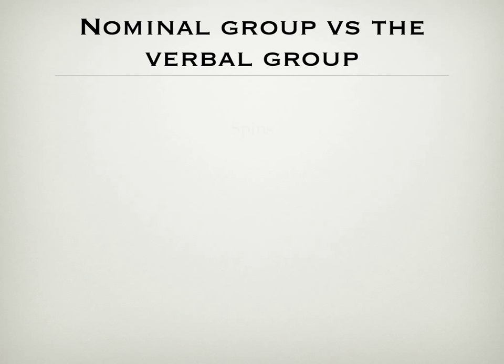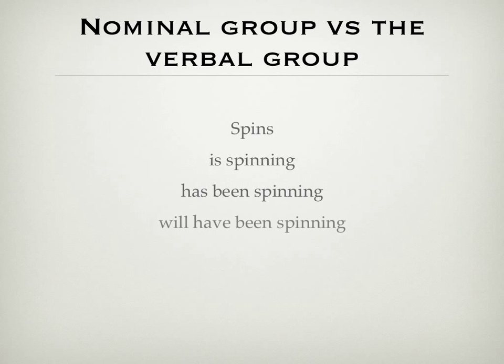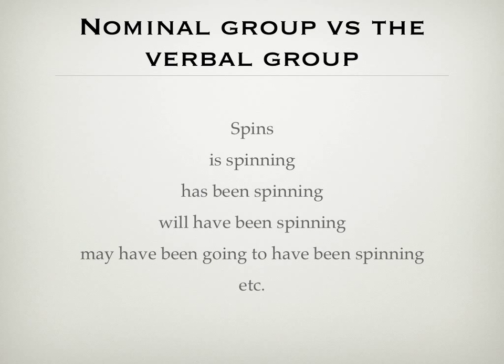We'll start with the verb to spin. Spins. Is spinning. Has been spinning. Will have been spinning. May have been going to have been spinning. Okay, this isn't so easy, right? What's going on? The nominal group is the part of the clause that contains nouns and the words that accompany nouns.